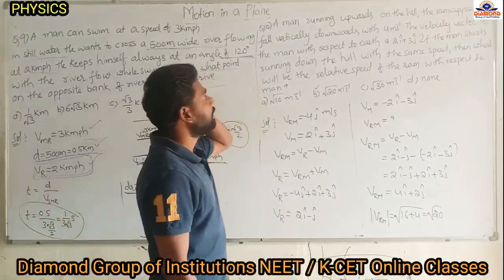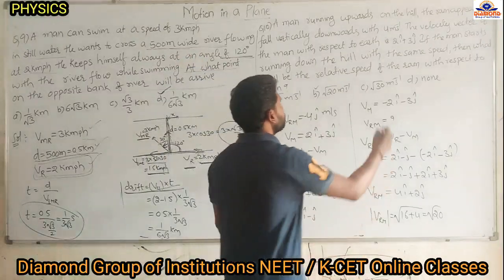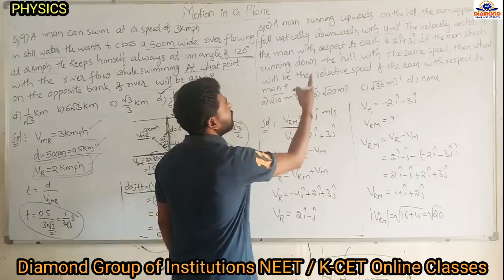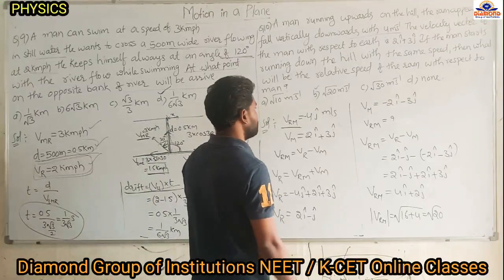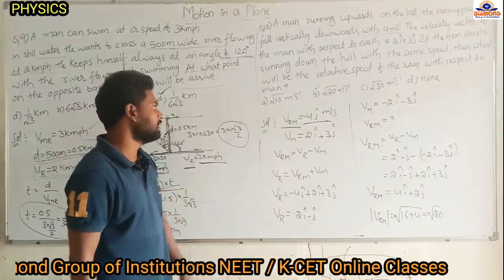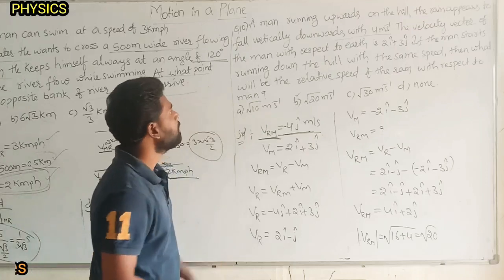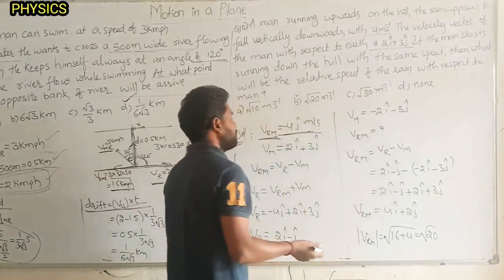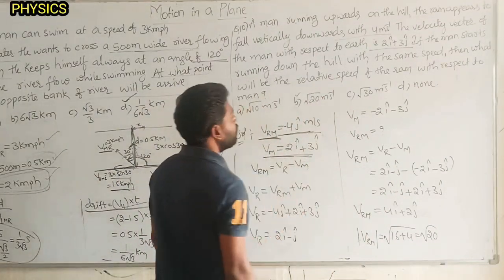And the next: a man running upwards on the hill. The rain appears to fall vertically downwards with 4 meters per second. Okay, the velocity of the rain with respect to the man is 4 meters per second, but in the downward direction. Downward direction means take it as the negative y-axis, so minus 4 j cap, where the unit vector is j cap. So the velocity of the rain with respect to the man is minus 4 j cap. And the velocity of the man with respect to the earth is 2i cap plus 3j cap. Okay, this is the given data.